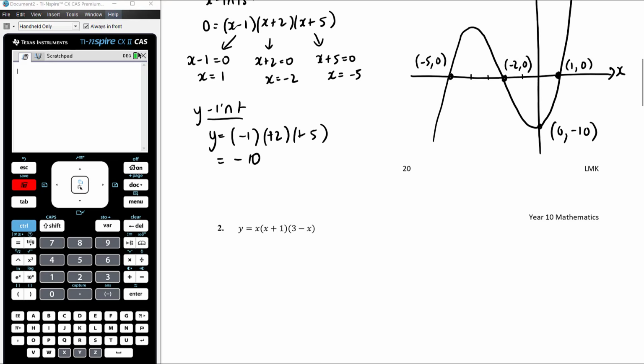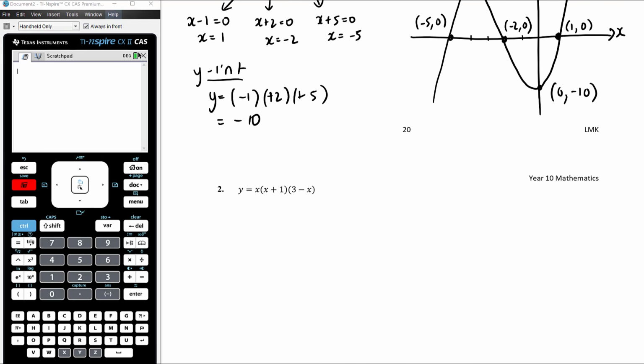Okay, let's have a think about this next one. So again, if we were to expand this out, the leading term is going to come from when we do x times -x, so it would be -x cubed. There'd be other terms, obviously. But that tells us we're going to go down as we go from left to right.